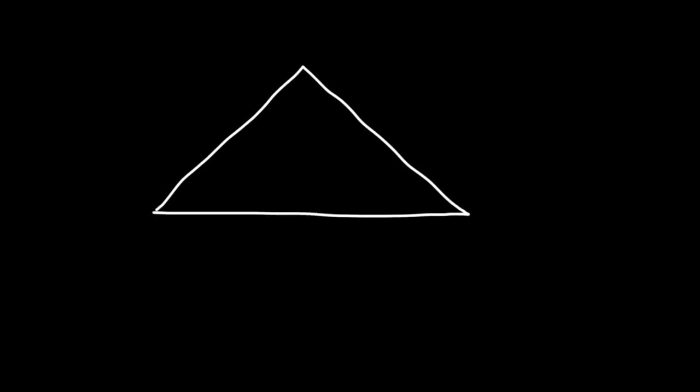Now what if you have a triangle that looks like this? Let's say this is 9, and this is 5, and this is 6. What's the area of the triangle?